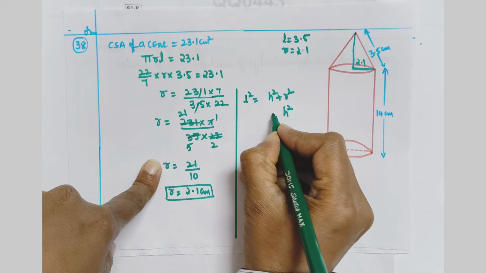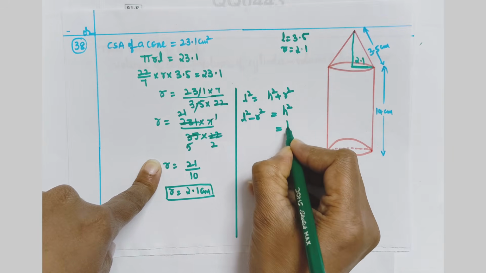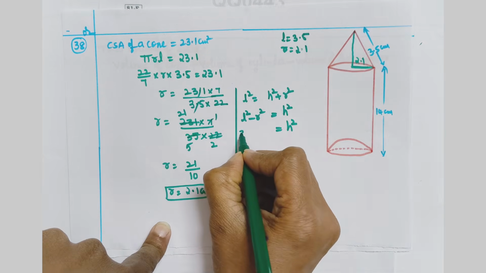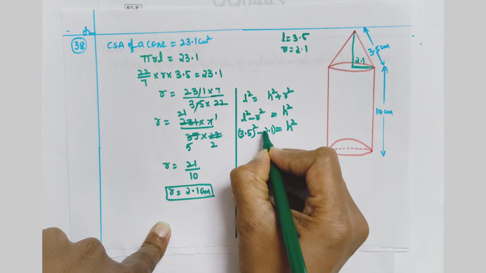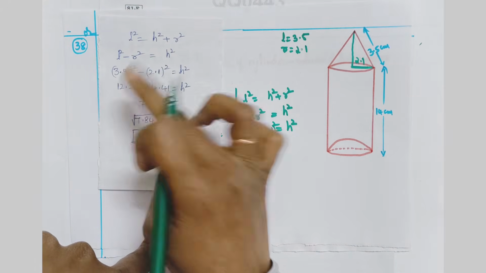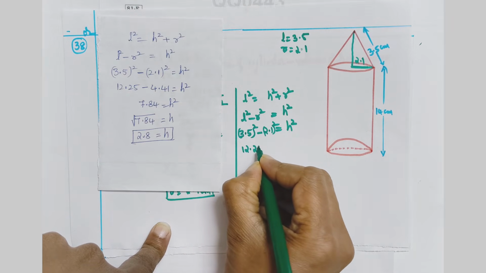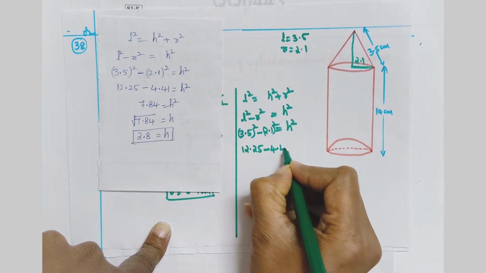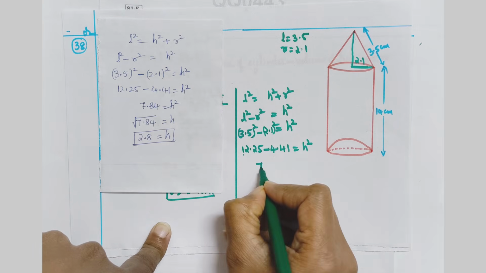H square is equal to L square minus R square. Now apply the values. L, the slant height, is 3.5, so 3.5 whole square, minus the radius 2.1 whole square. 3.5 into 3.5 you will get 12.25, minus 2.1 into 2.1, which is 4.41, is equal to H square. This subtraction gives 7.25 hmm, that is, H square is 7.25.